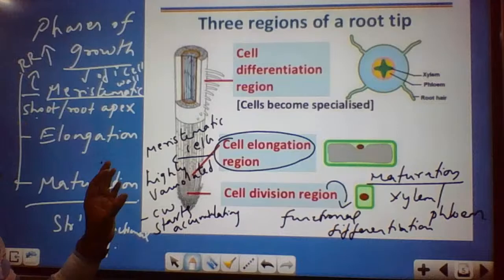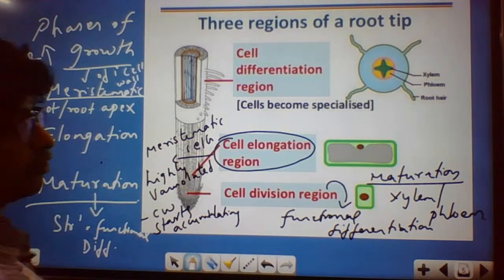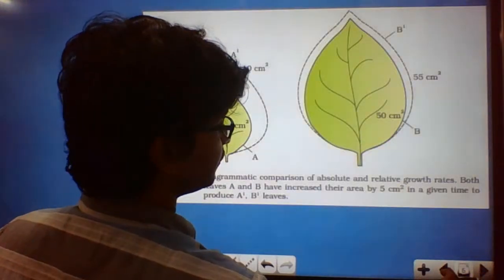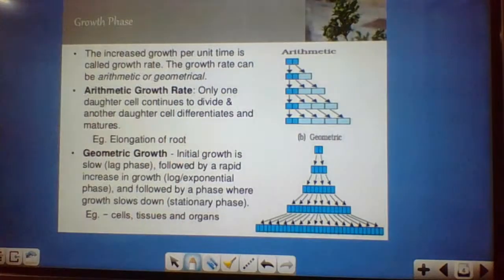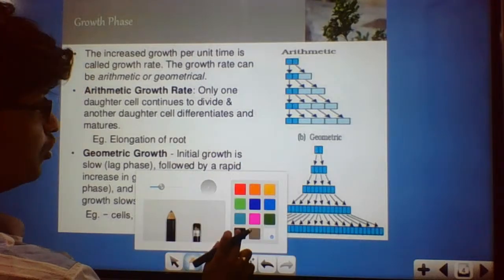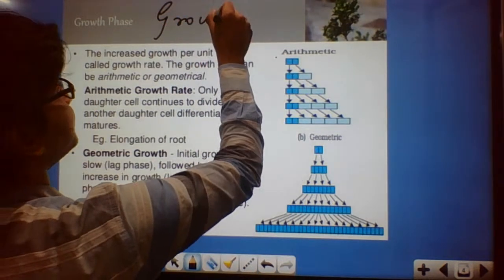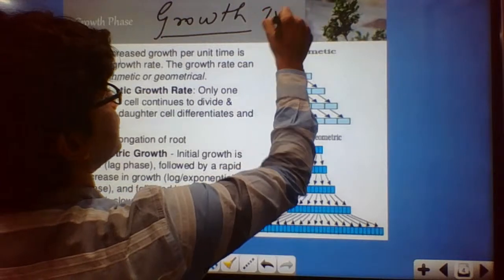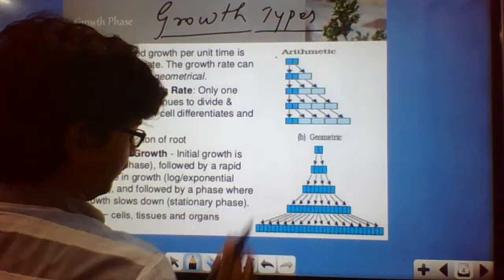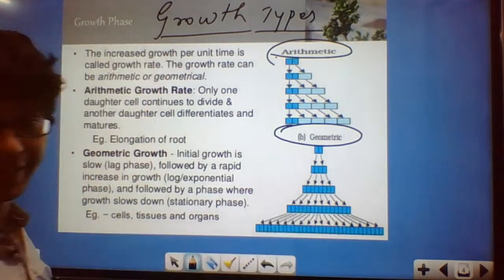All right, guys, we're done with the phases of growth. Next, we move on to the types of growth. We have two types of growth: arithmetic growth and geometric growth. This slide shows the types of growth.